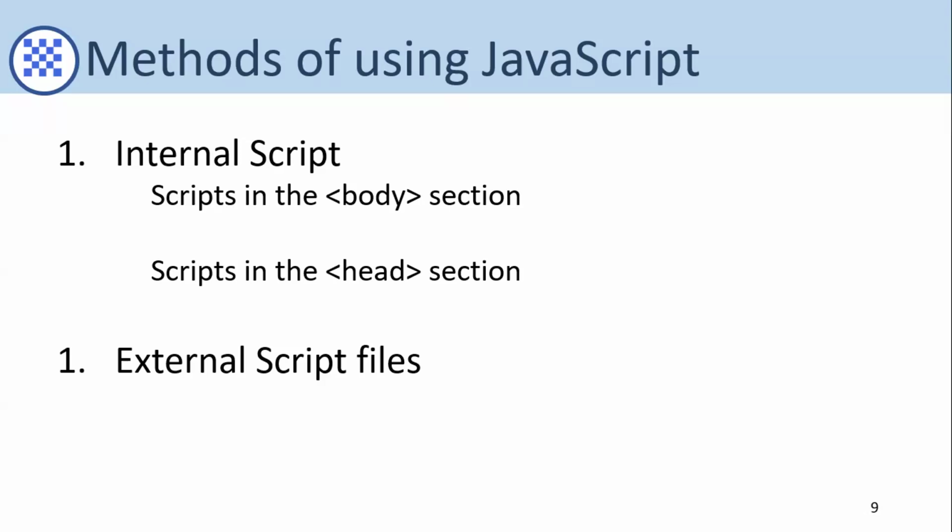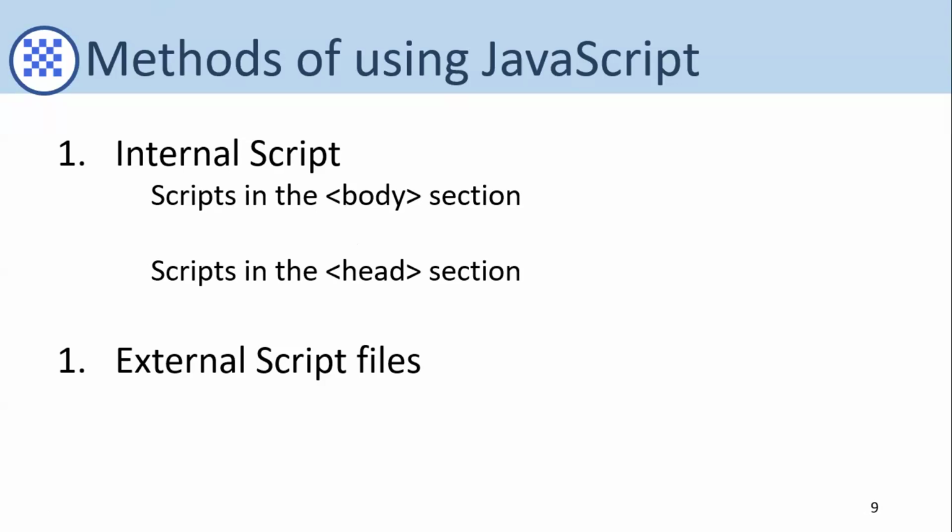Under the internal method, again we can find two categories. We can include the JavaScript code inside the body section of the HTML code, or else we can include this JavaScript part within the head section of the HTML code. You all know the different components in an HTML page. We have two main parts, the head section and the body section.